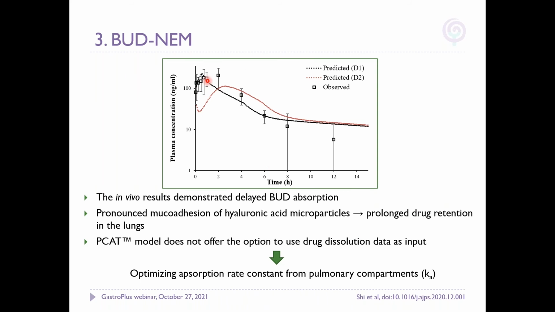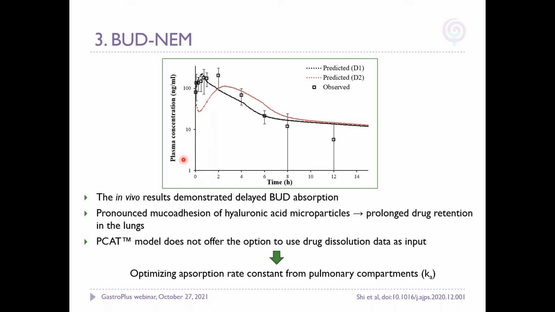If we look at the CPT profiles, the in vivo data demonstrated delayed budesonide absorption, but the simulated profiles did not capture the in vivo data well. Delayed drug absorption observed in this case can be attributed to the pronounced mucoadhesion of hyaluronic acid microparticles and consequently prolonged drug retention in the lungs.